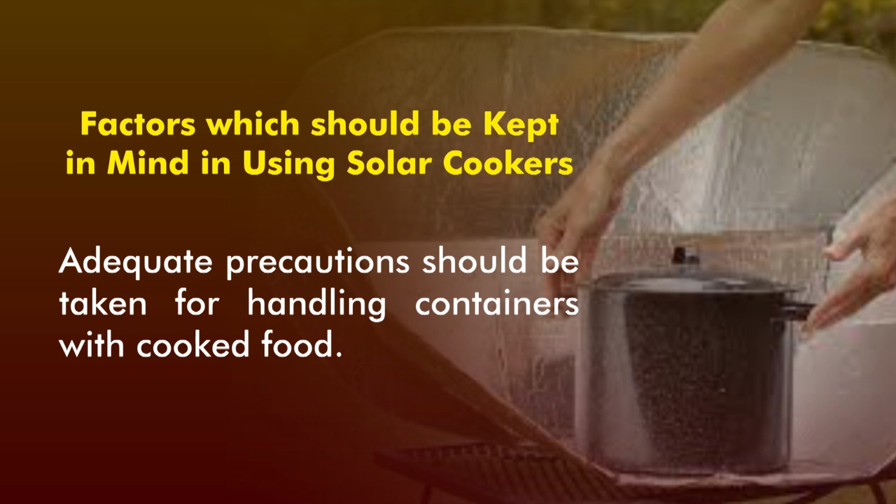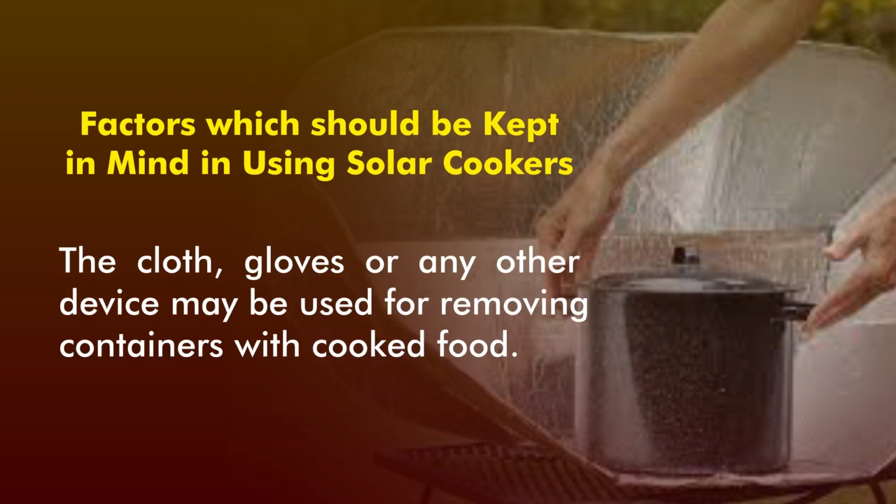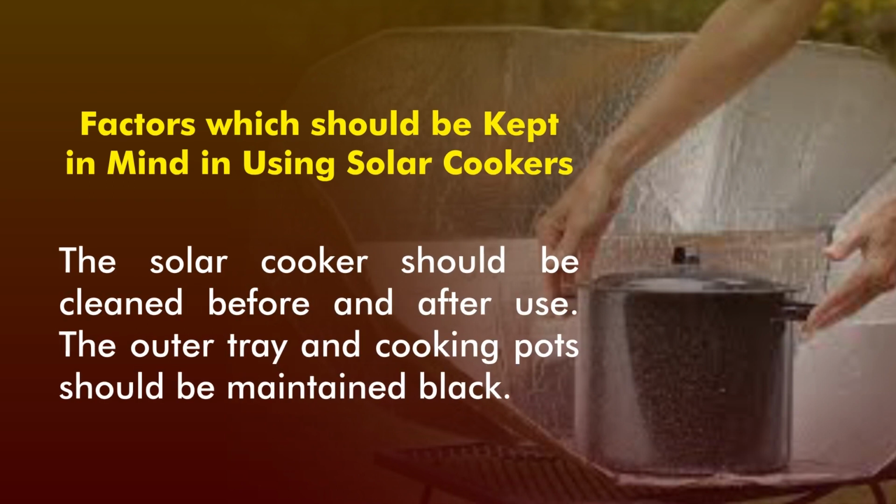Next step that you should take care of is that adequate precautions should be taken for handling containers with the cooked food. Cloth and gloves or any other device may be used for removing the container with the cooked food. The solar cooker should be cleaned before and after use, and the outer tray and cooking pot should be maintained black.